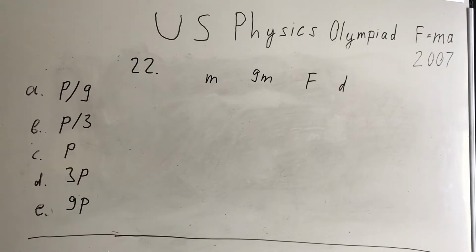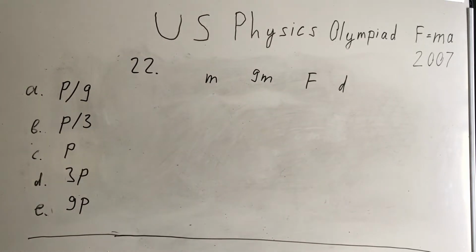Problem number 22. Two rockets are in space in a negligible gravitational field. All observations are made by an observer in a reference frame in which both rockets are initially at rest. The masses of the rockets are m and 9m.